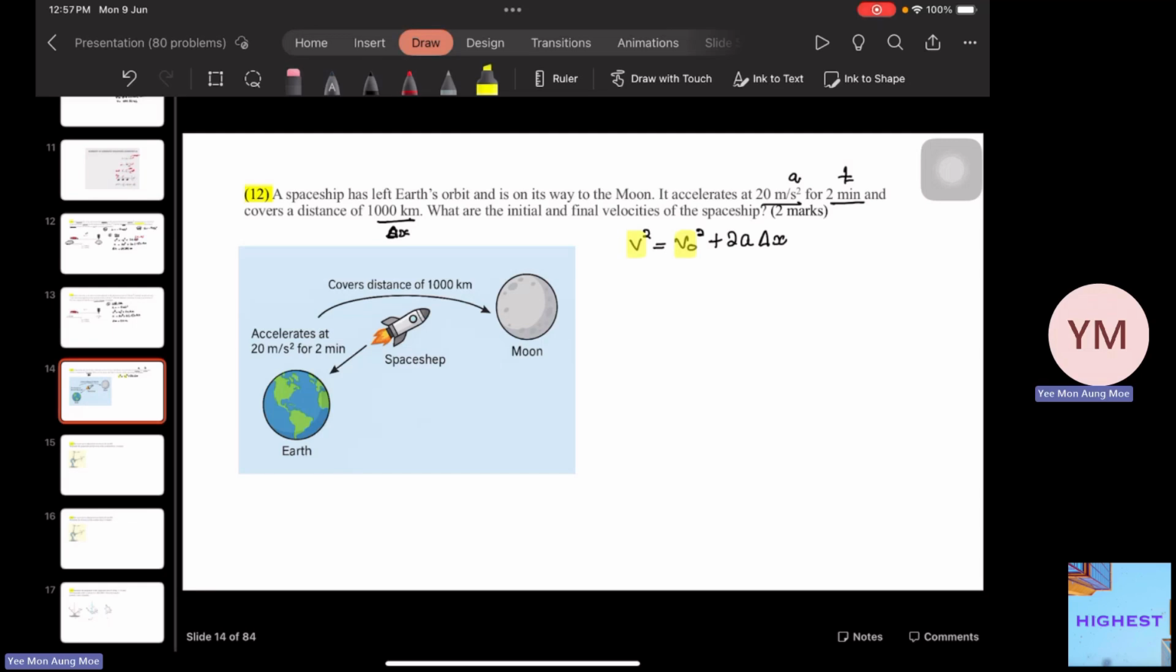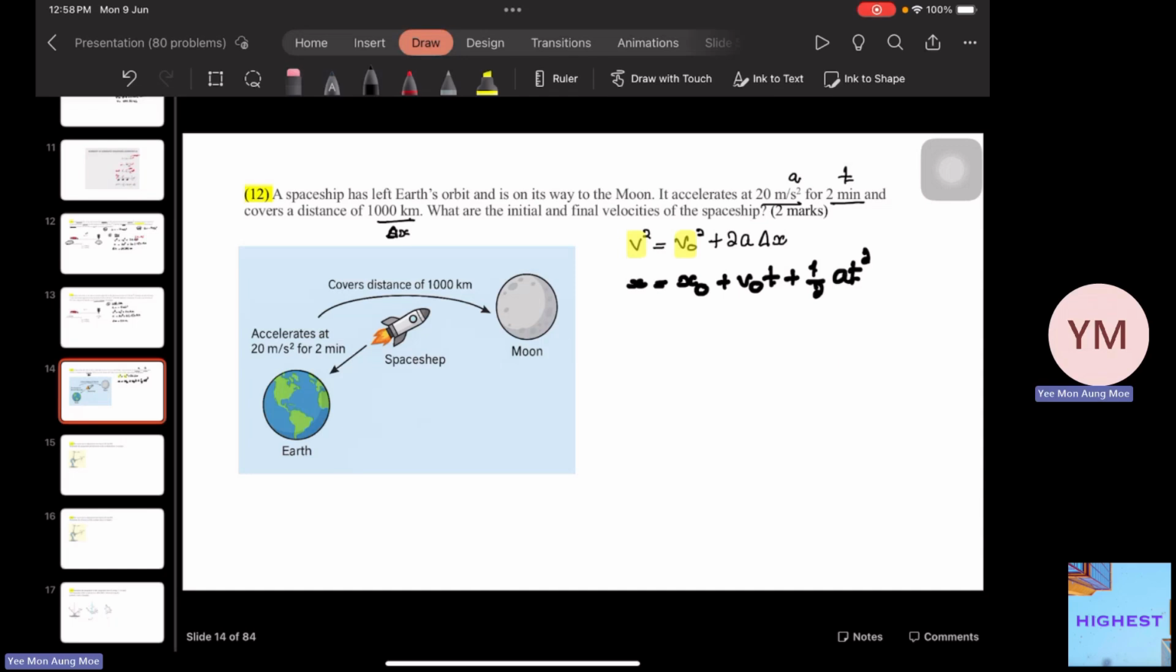Maybe this will be the last equation we use. We have to find the initial velocity first, and then we can move to the final velocity, right? So now we can use the next equation. What is that? x equals x naught plus v naught t plus half a t squared, right?